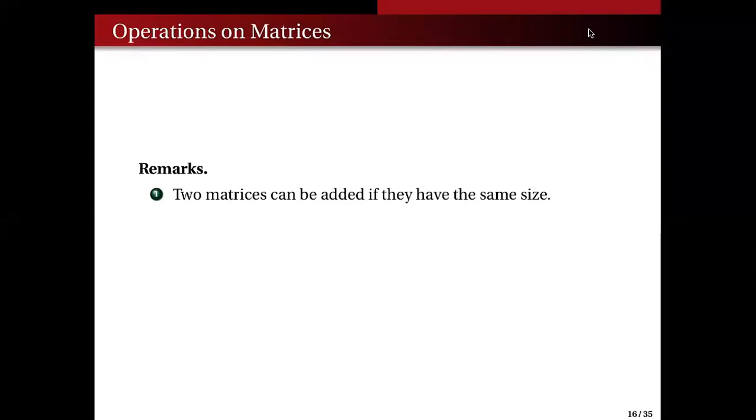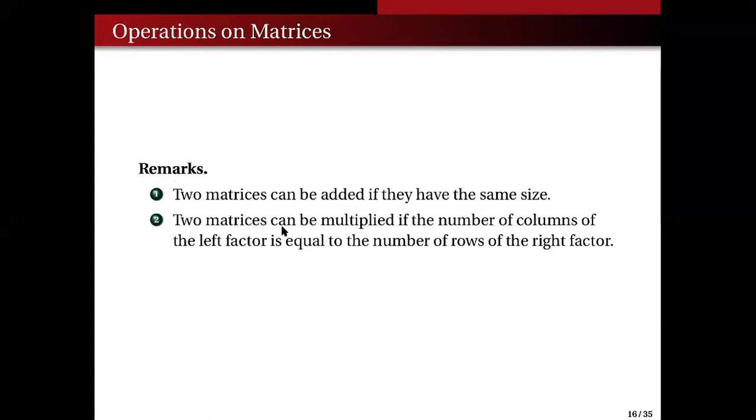So some remarks about the operations on matrices, or the operators on the set of matrices. Two matrices can be added if they have the same size. Okay? Two matrices can be added if they have the same size. Next, two matrices can be multiplied if the number of columns of the left factor is equal to the number of rows of the right factor.